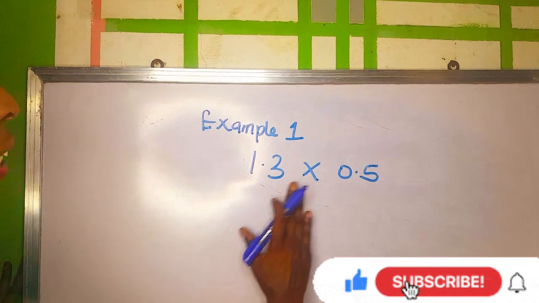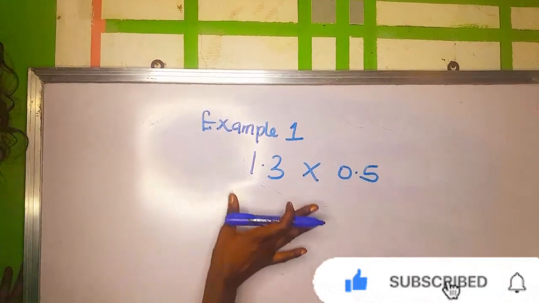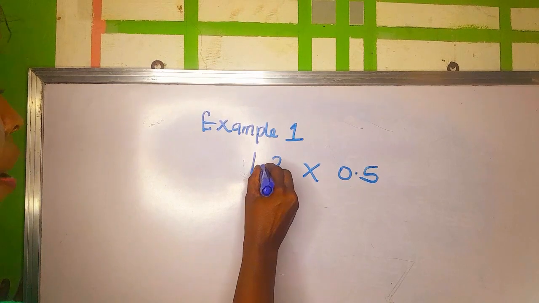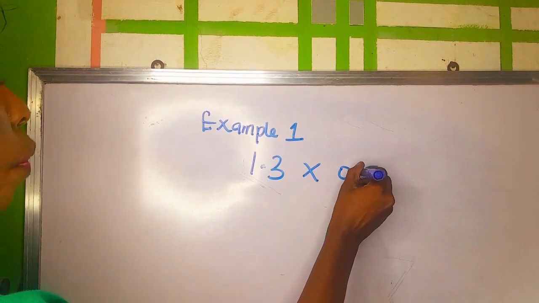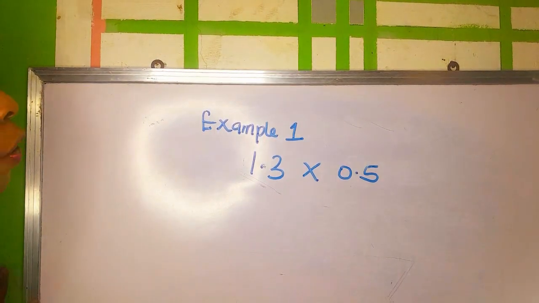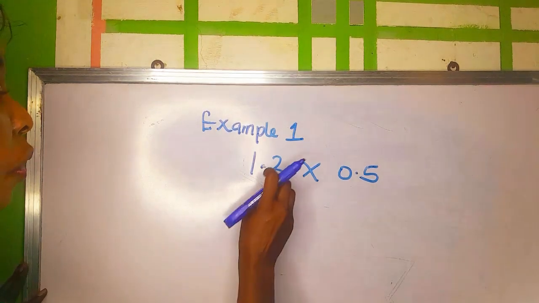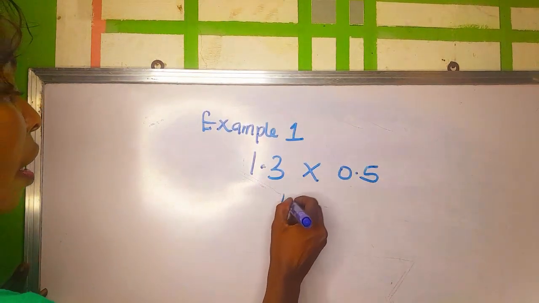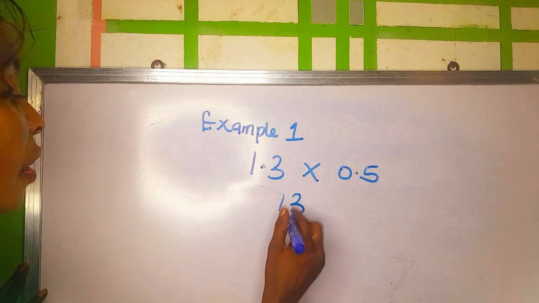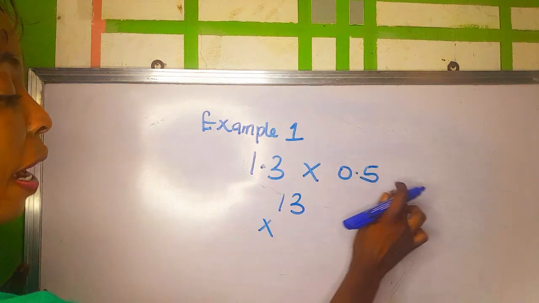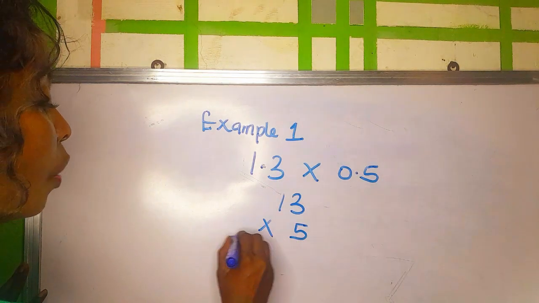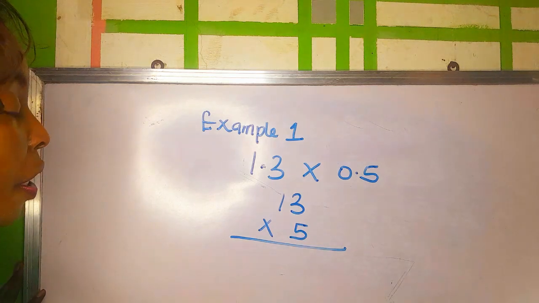Example 1: 1.3 times 0.5. You know, this is a decimal number. 0.5 is also a decimal. So the first step we have to do is to take out the decimals. So we have 13, taking out the decimal from here, and this is 5. Then we do our normal multiplication.